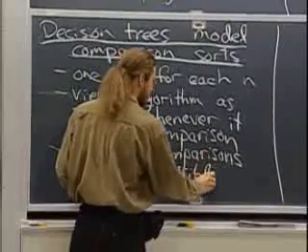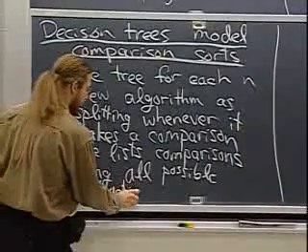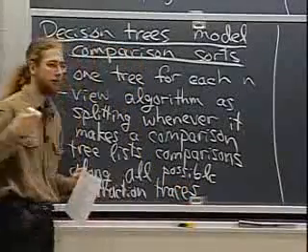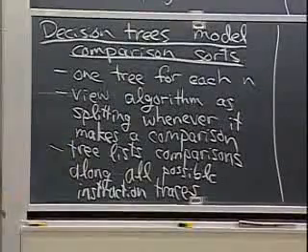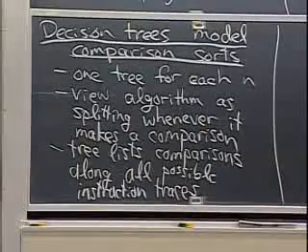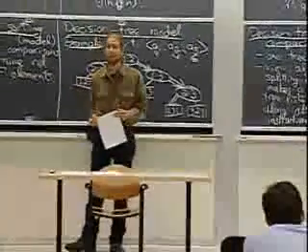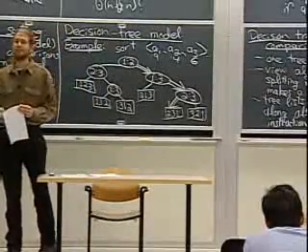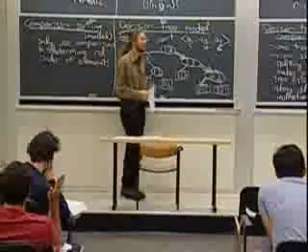So we'll call these all possible instruction traces. You write down all the instructions that are executed by this algorithm for all possible input arrays, A1 to AN, see how all the comparisons could come out, and what the algorithm does. In the end, you'll get a tree. Now, how big will that tree be? Roughly, as a function of n.